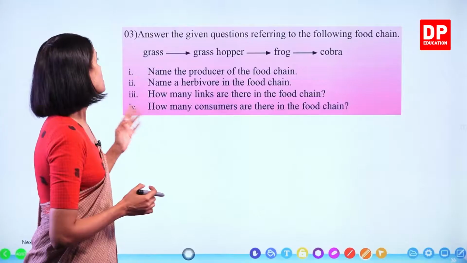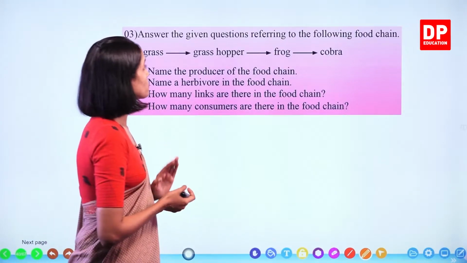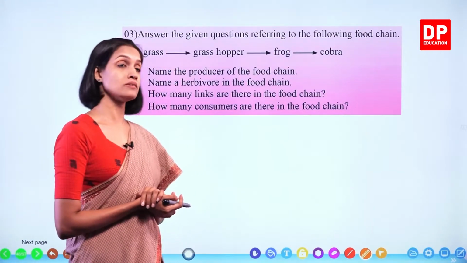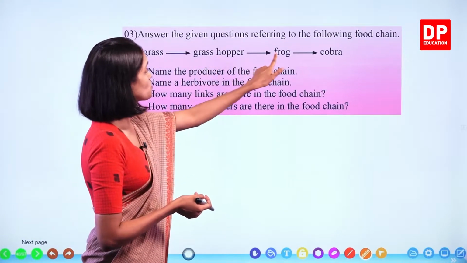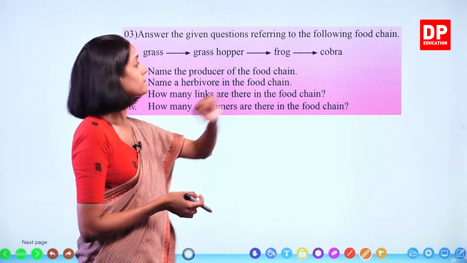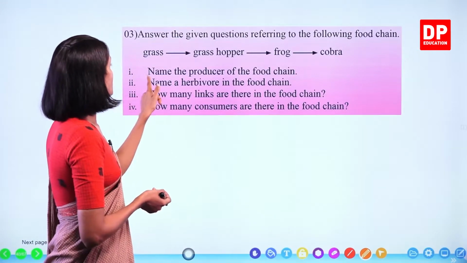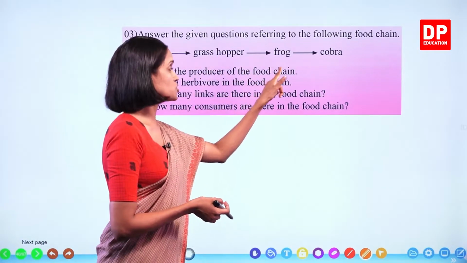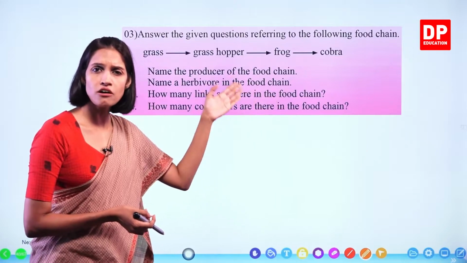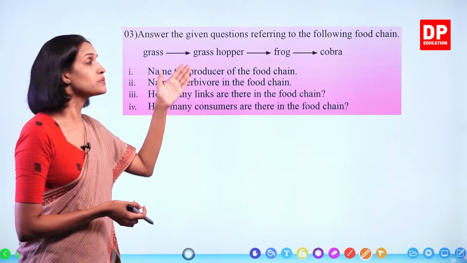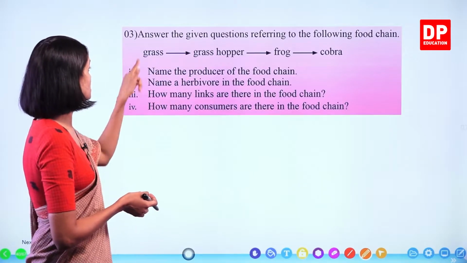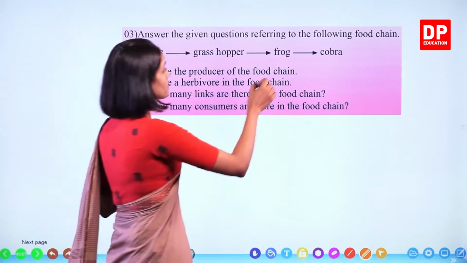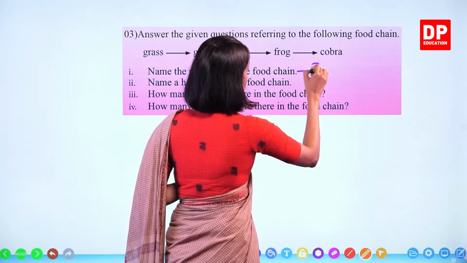Right. Answer the given questions referring to the following food chain. Look at the food chain. Grass, grasshopper, frog, cobra. Okay. Name the producer of the food chain. The producer is always the first link, and the producer is always a green plant. Therefore, who is the producer? Grass. Okay? We'll write here grass.